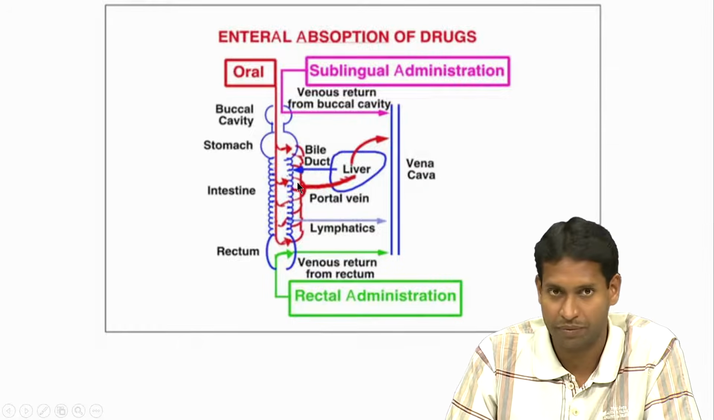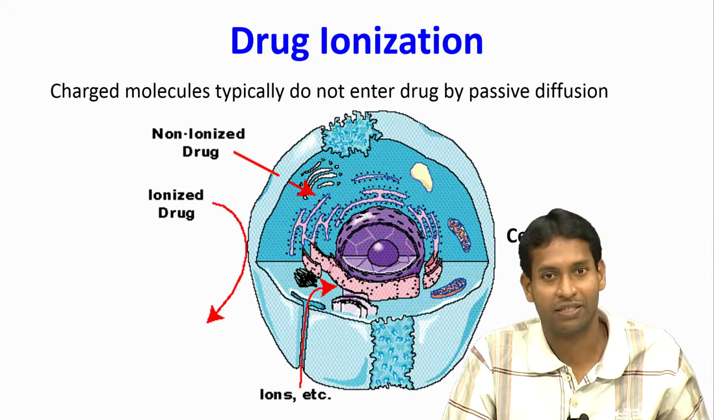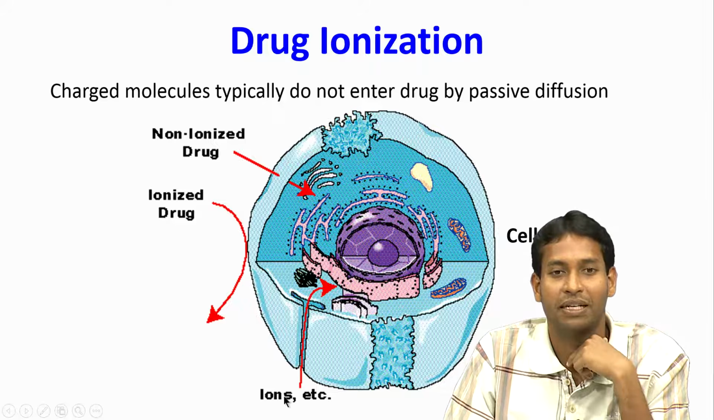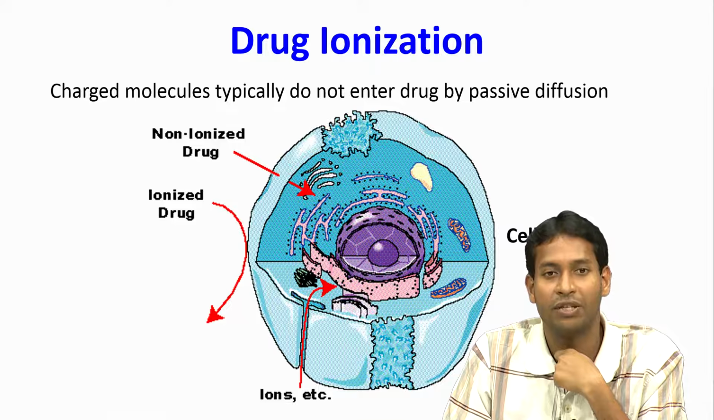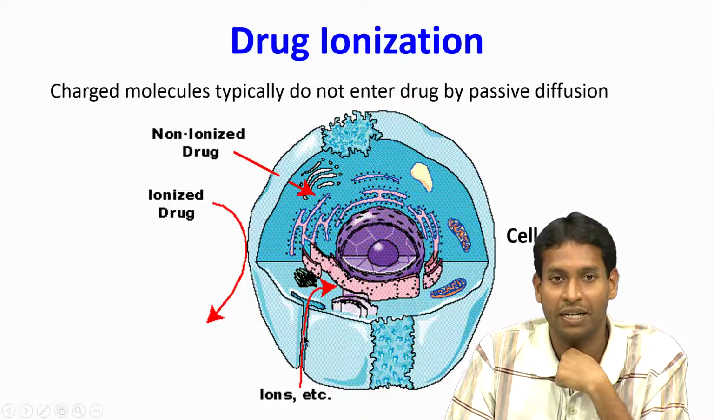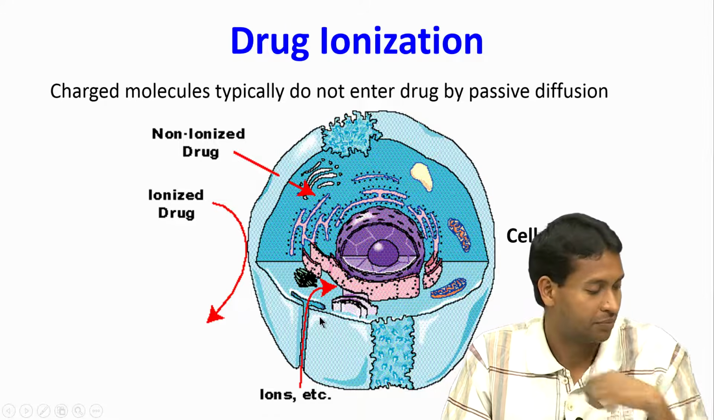Of course, one thing that I should mention is that cells have their own mechanisms for taking up ionic molecules. So, they have channels and special proteins that carry the ions across the membrane.